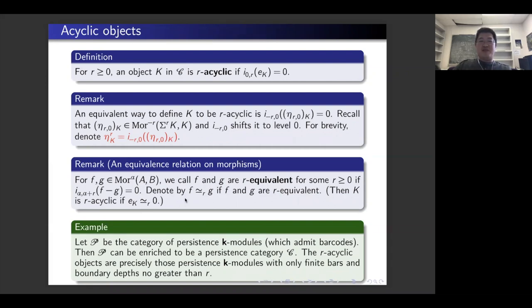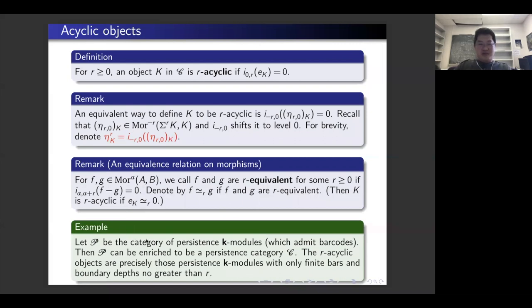Using this language, what I was just talking about means that K is R-acyclic if the identity map of K is R-equivalent to zero. In the classic sense, if the identity map is zero, then the object is zero. But here the identity map is not necessarily zero; it is zero after you shift by R. So it's a kind of refinement of that. And the last thing is something about examples.